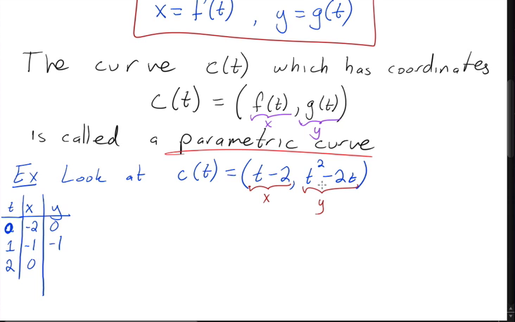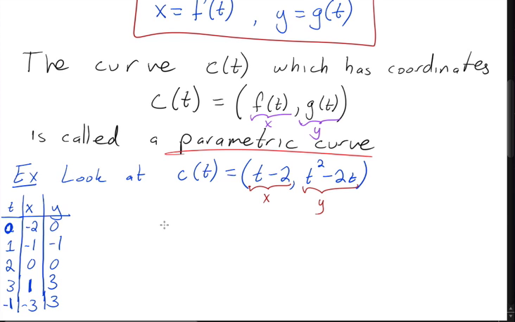x is 0, y is 0. Let's do 3. When t is equal to 3, x is equal to 1, y is equal to 9 minus 6, which is 3. How about a negative value for t? So when t is equal to negative 1, x is equal to negative 3, and y is equal to positive 3.